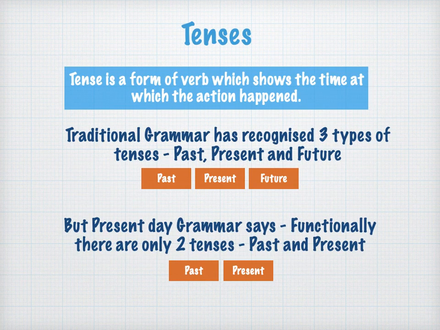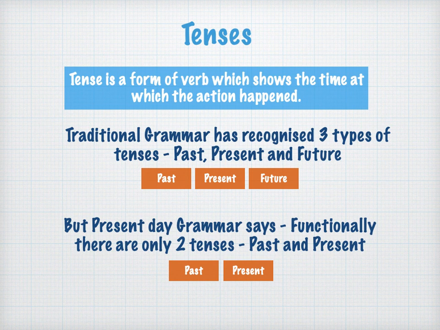Now, tenses have always been quite a scary thing for all students. So this video lecture will tell you what tenses are in a capsule form. Tense is a form of verb which shows the time at which the action happened. So, what exactly is the meaning of the term tense? Tense is a form of verb that indicates the time at which the action happened. So, tense is always connected with the time of action.